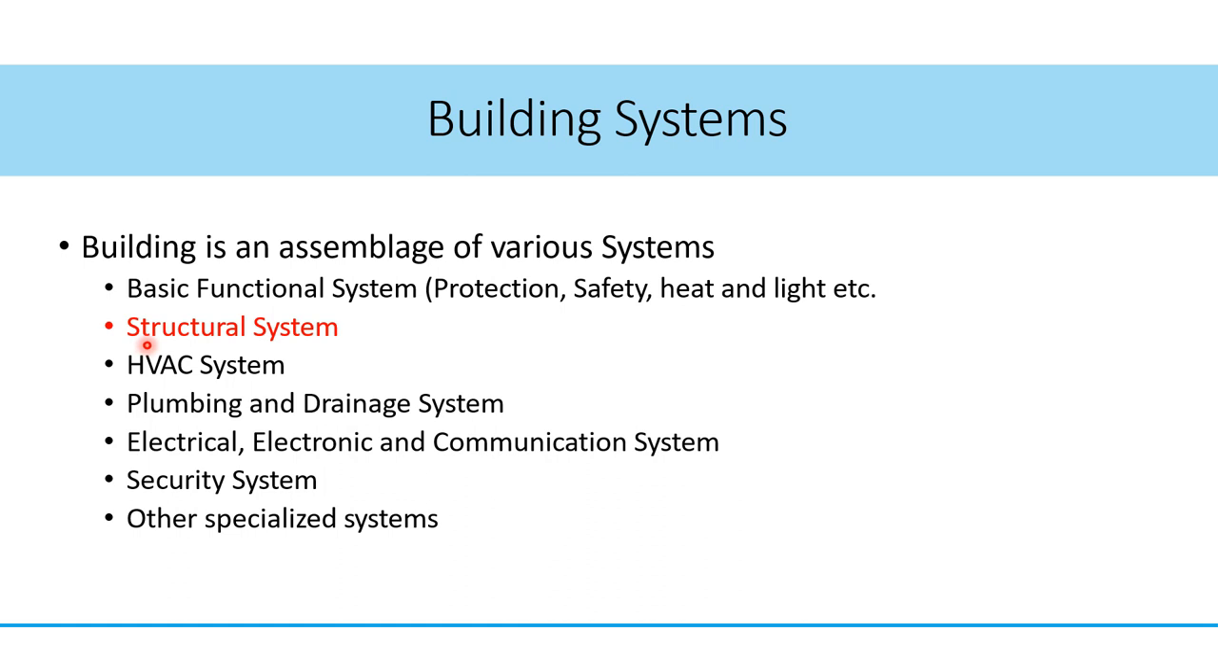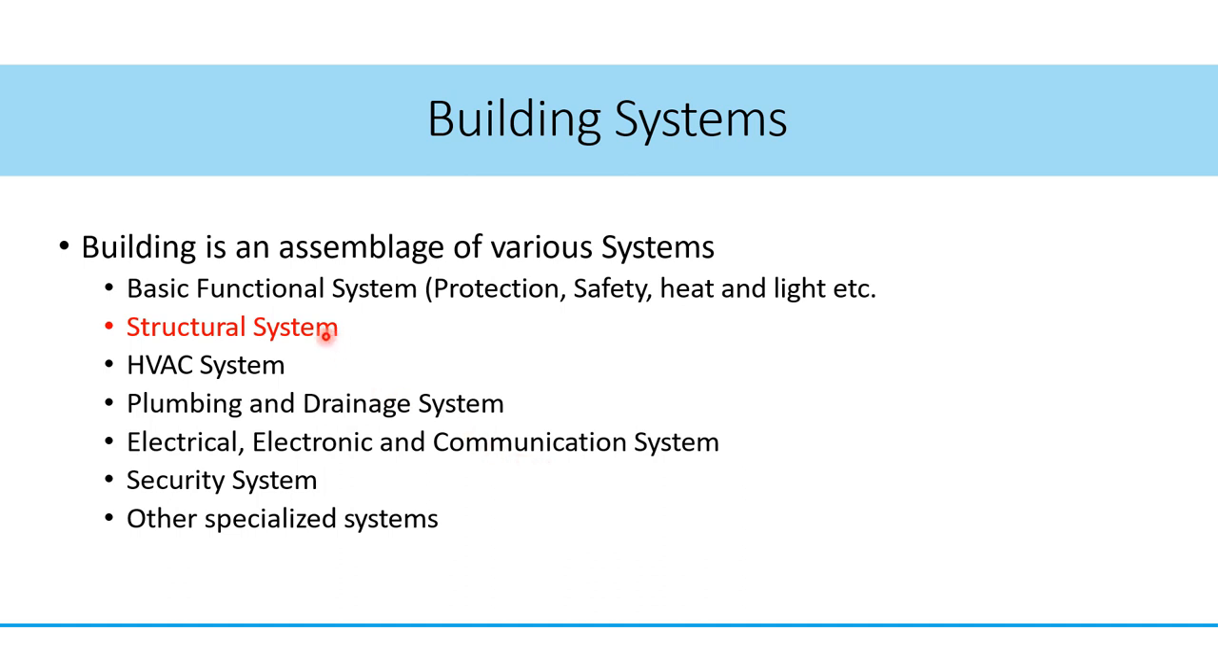Second is the structural system, the supporting or load carrying system of the building. Third is the HVAC system, that is the heating and cooling system. Next is the plumbing and drainage system, which is also important. Then electrical, electronic and communication systems, like lights, bulbs, etc. Then security and alarm systems, and other specialized systems.